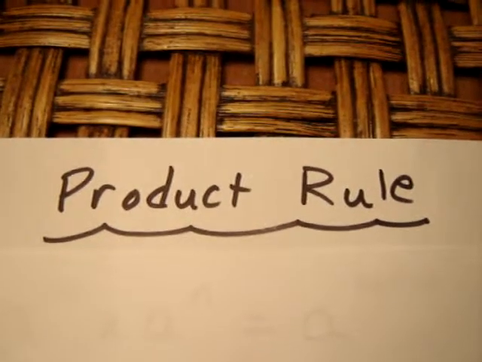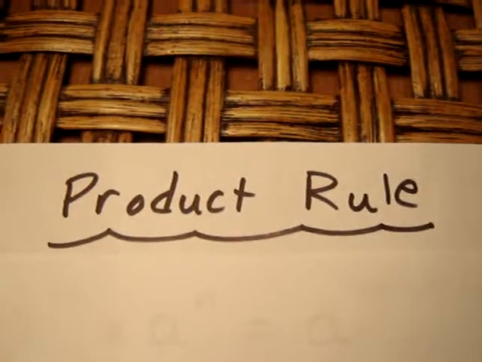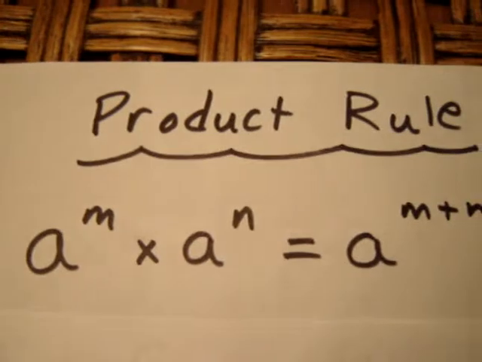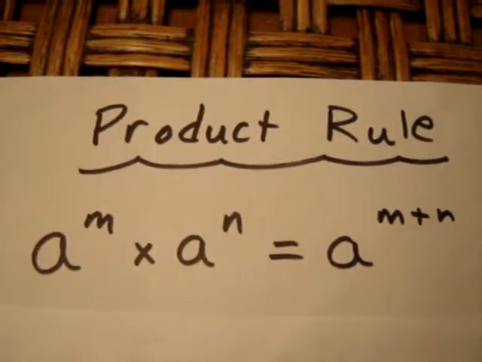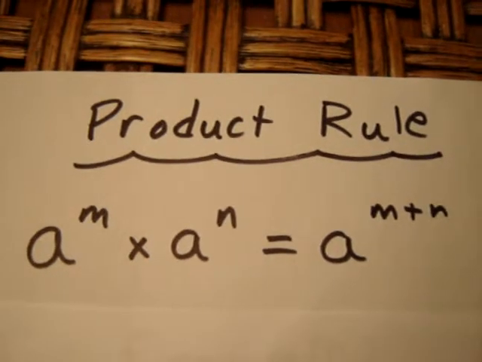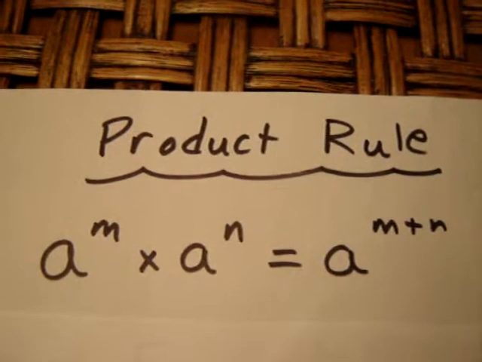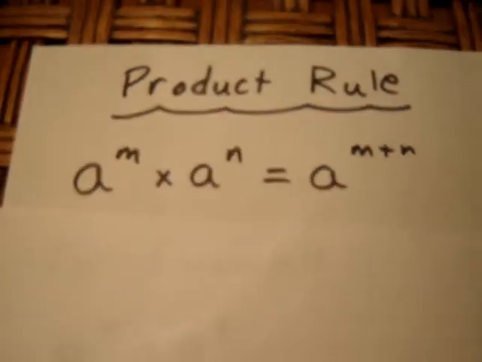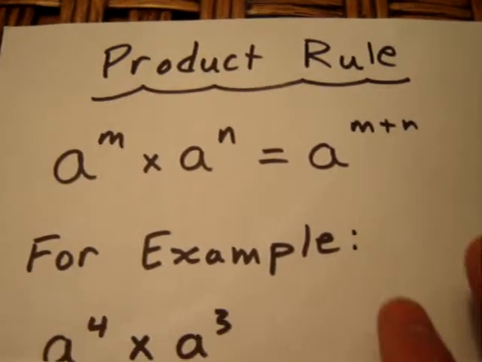Today we're going to talk about the laws of exponents, and we will begin our conversation with the product rule. The product rule states that if I have two powers, each of them to a like base, in this case a, and I multiply those powers, then a to the m times a to the n will equal a to the m plus n.